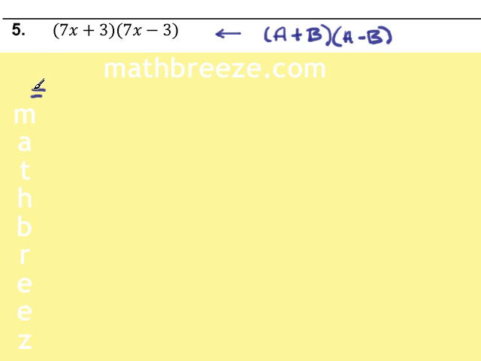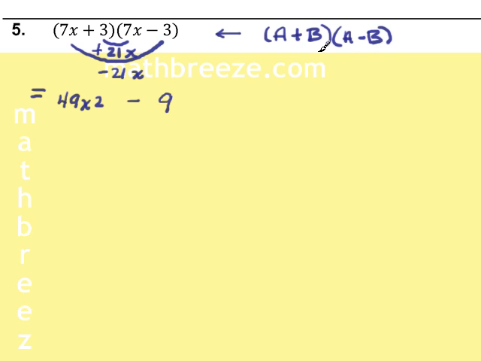All right, first times first, that would be 49x squared. And I'll put in the outer and the inner lines. So first outer, negative 21x. And the inner is positive 21x. Notice these are opposites and they cancel. So we're not going to include them in the result. So now we're doing last times last, that's minus 9.